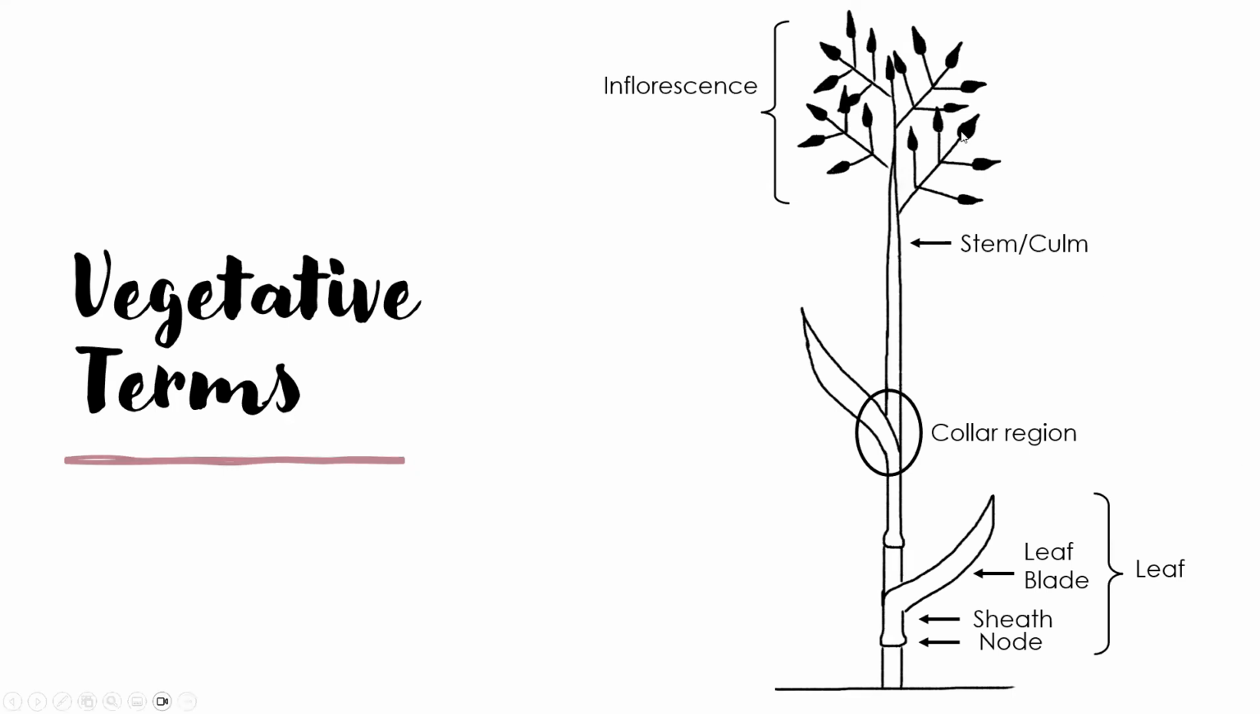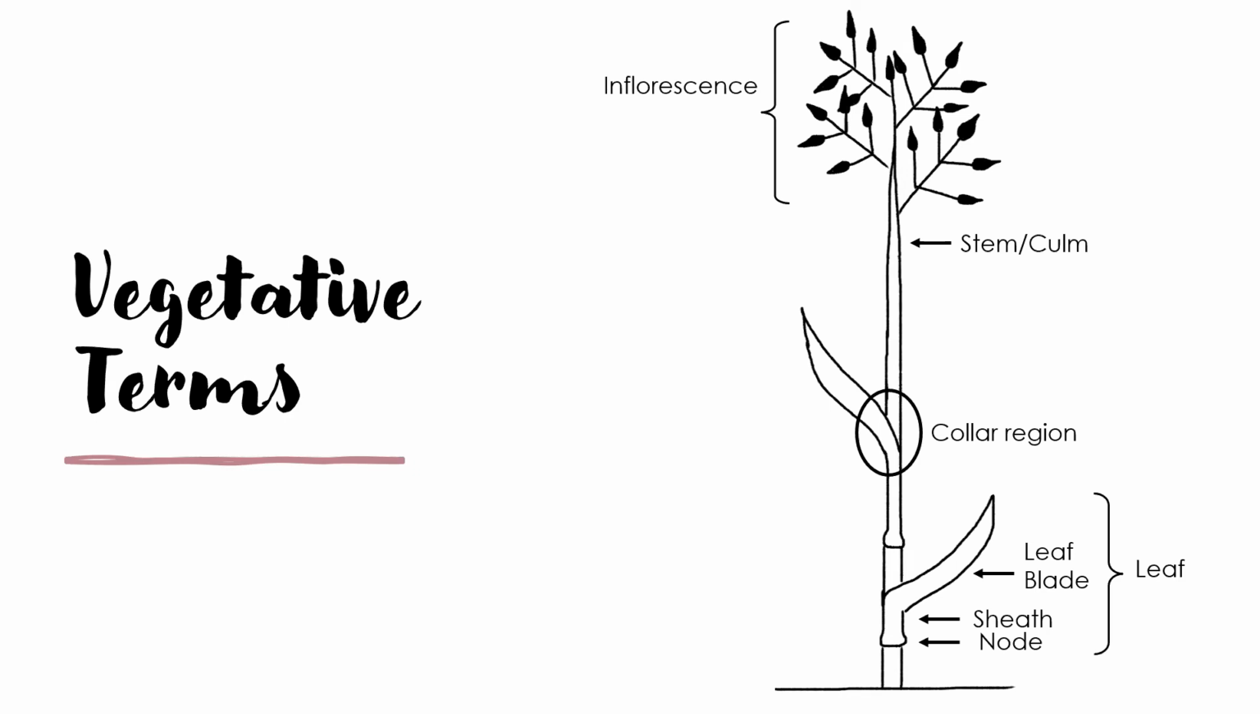So here I have a sketch of a whole grass. This is just one example. The main stem of a grass is called a stem, but you may also see the term culm, C-U-L-M, used in reference to grasses. I like to just call it a stem.